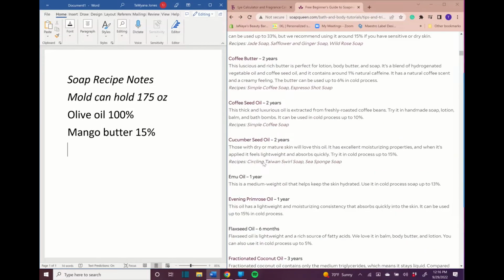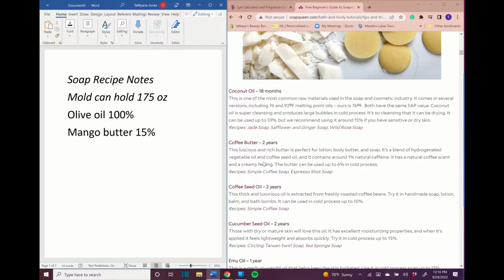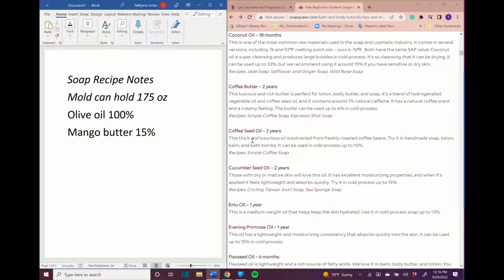Let me choose another one. Oh, let's choose coffee seed oil. Coffee seed oil, and I can use coffee seed oil up to 10%. All right, so now I have how much my mold can hold. I have my oils that I'm going to use for my soap.